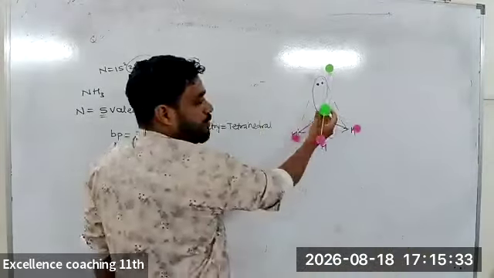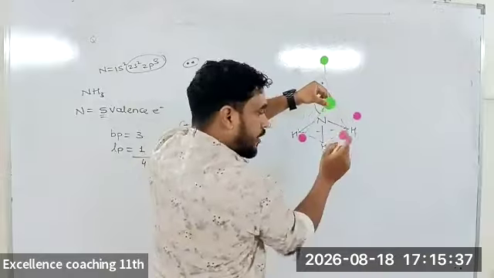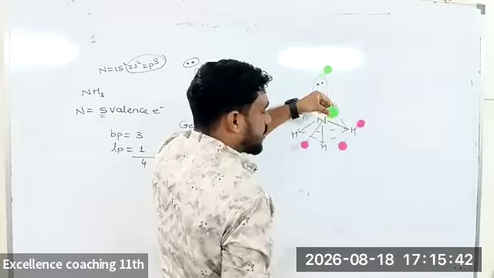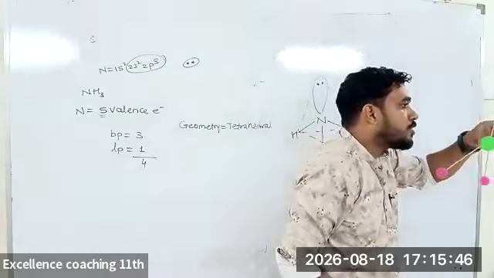So can you imagine now? This hydrogen is this one. This hydrogen is this one. This hydrogen is this one. So my geometry is called what? This geometry is called tetrahedral.